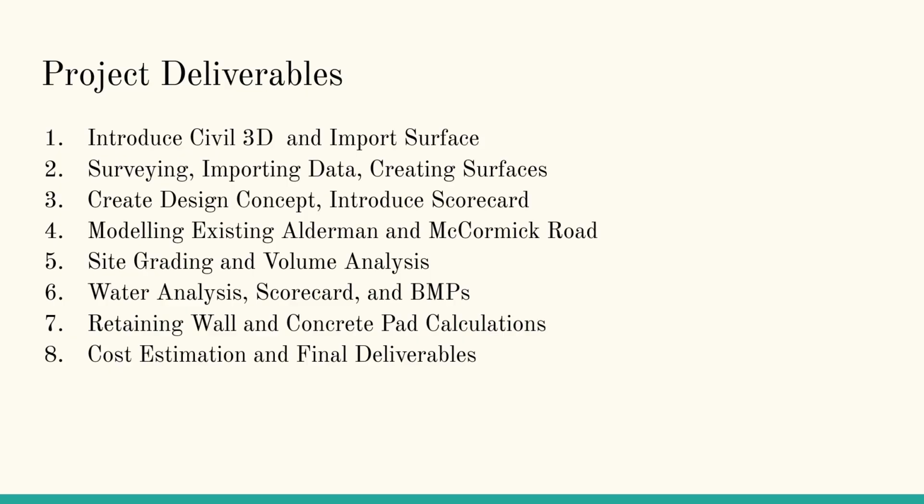Deliverable 4 is going to be transportation focused, modeling Alderman and McCormick Road. Deliverable 5 is a lot of the land development side with site grading. Grading is changing the elevation of your surface. Deliverable 6 is the environmental and water focus with PMPs, scorecards, and water analysis. We'll talk about all of those as we get there. Deliverable 7 is your geotech and your structural, with a lot of more advanced calculations using your classroom statics. And deliverable 8 is your final one, so that will be getting everything and submitting it together and doing some cost estimation and construction planning.